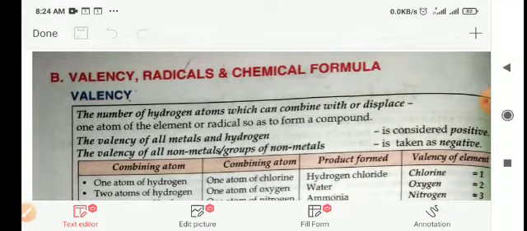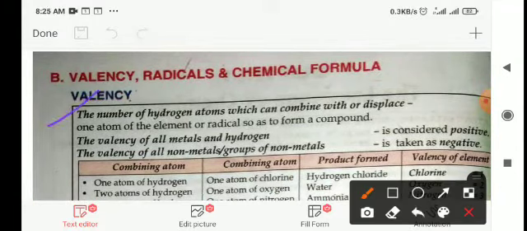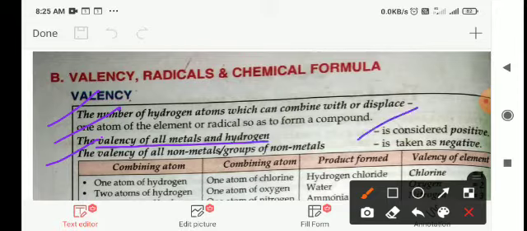Now come to valency, radicals, and chemical formula. The number of hydrogen atoms which can combine with or displace one atom of the element so as to form a compound is the valency. For a particular element, how many hydrogens can be attached is known as the valency of that element. The valency of all metals and hydrogen is considered positive, and for non-metals it is taken as negative.